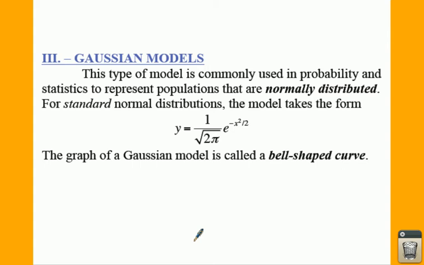Alright, the third model we're going to go over is going to be your Gaussian model. Whenever you have a Gaussian model, it's commonly used in probability and statistics, and it represents populations that are normally distributed.